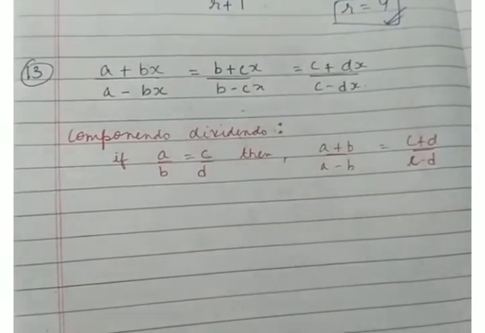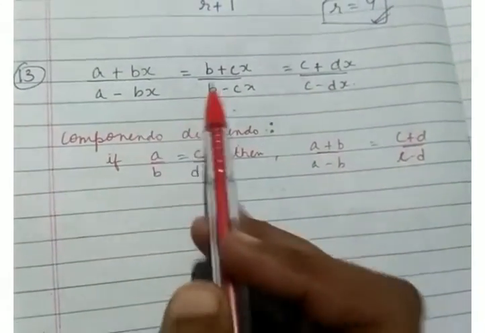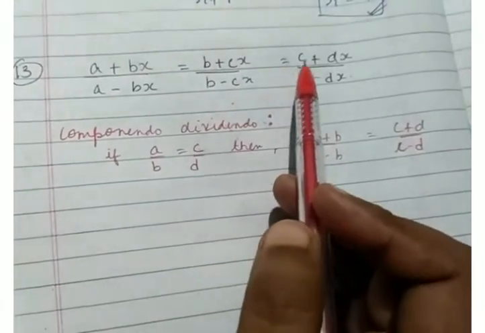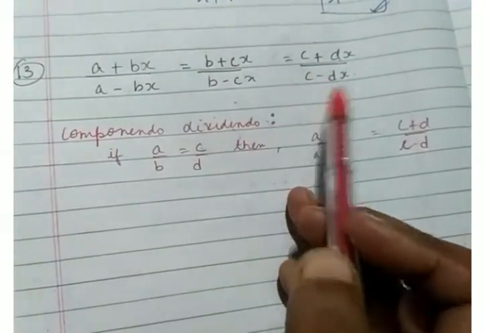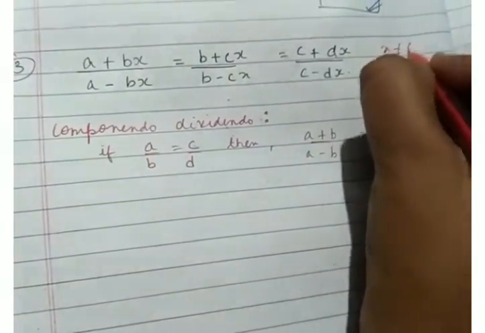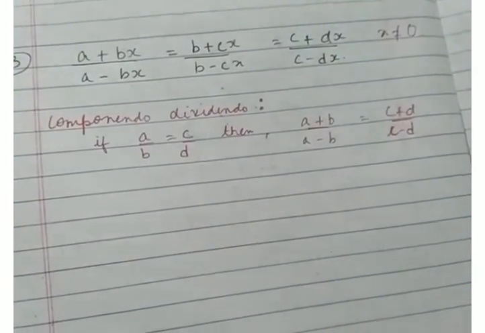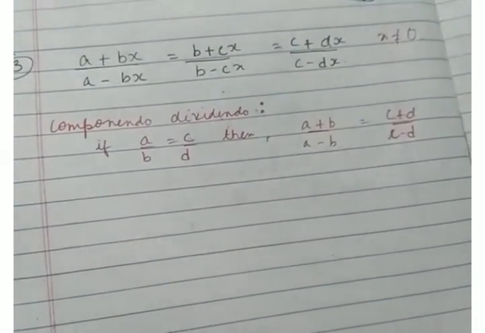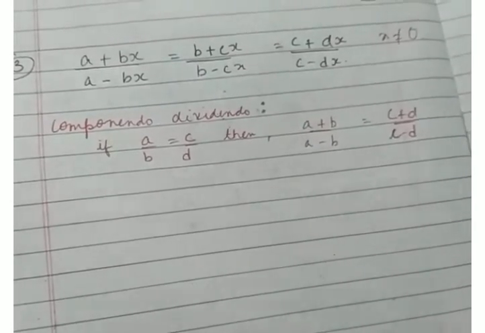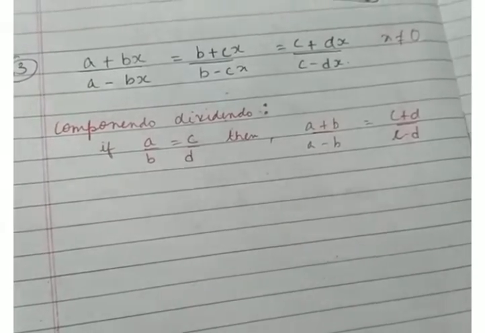In question number 13 we have been given that a plus bx upon a minus bx equals b plus cx upon b minus cx, that is equal to c plus dx upon c minus dx, provided that x is not equal to 0. Now we have to show that a, b, c and d are in geometric progression, that is GP. In order to solve this question, we are going to use a method called componendo and dividendo.